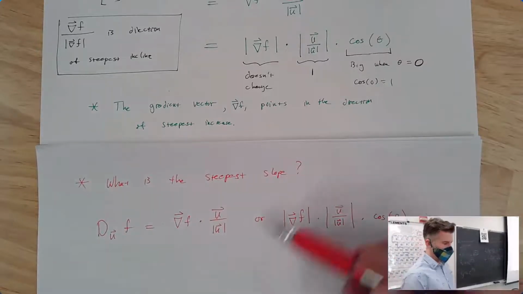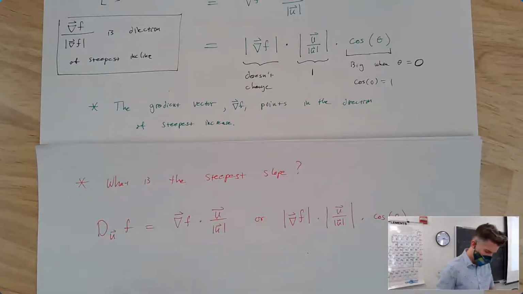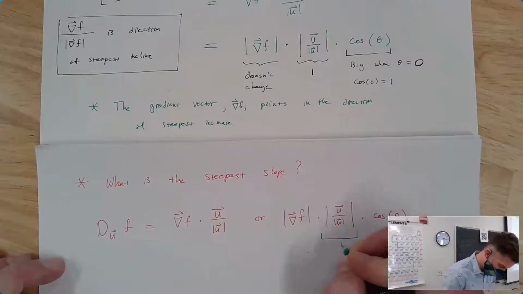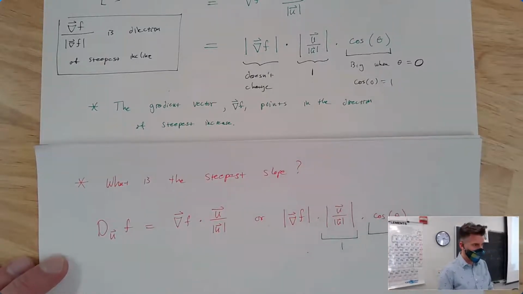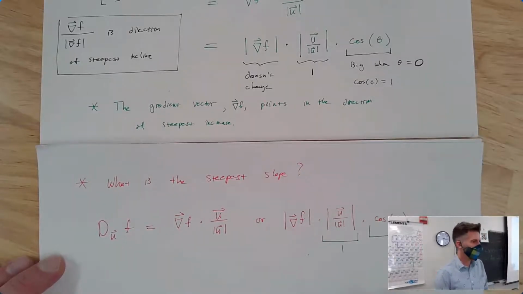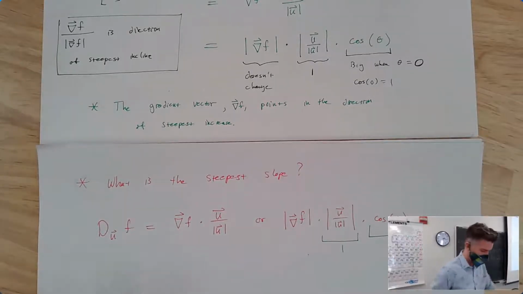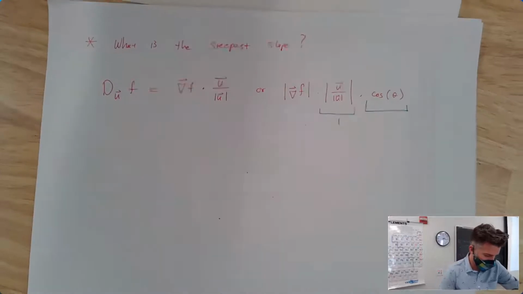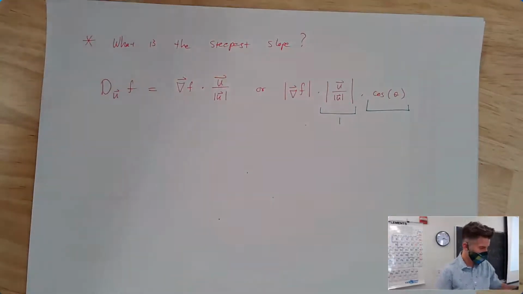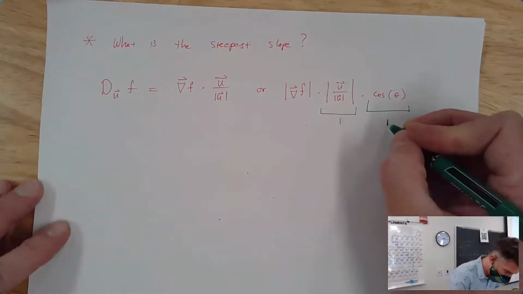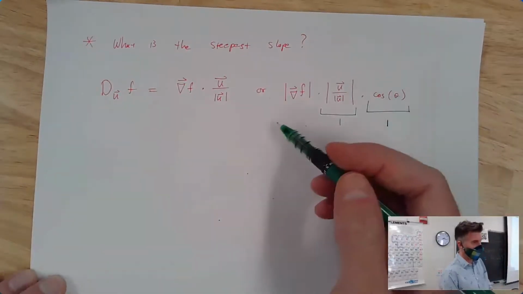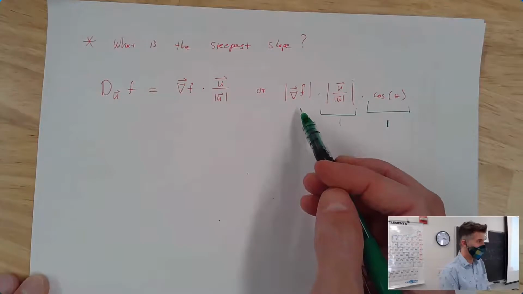What's the biggest this can be? Well, we already know this is 1. And what's the biggest cosine of theta can be? It's okay, don't worry about it. Sorry, you guys can't see that. What's the biggest cosine of theta can be? Yeah, also 1. So the biggest this can be is the magnitude of the gradient.